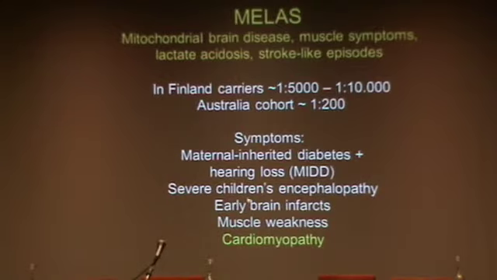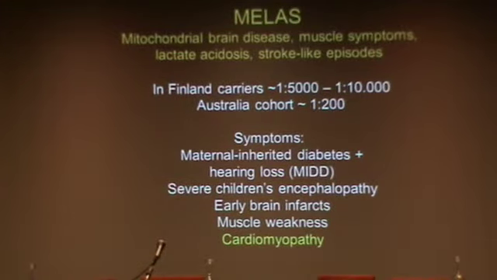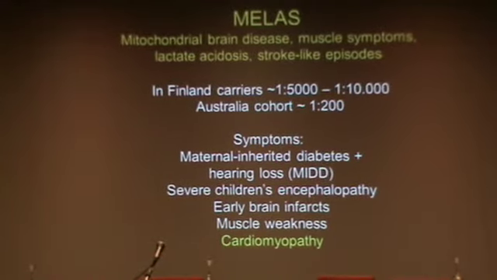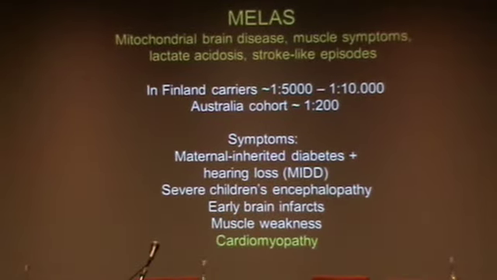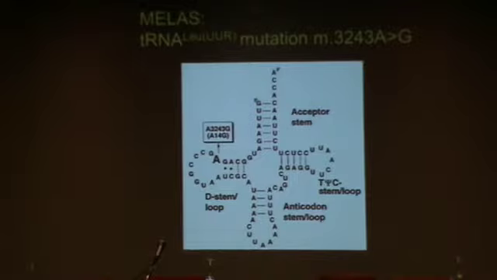The most common manifestation of this tRNA mutation is maternally inherited diabetes and hearing loss. And we rather rarely actually see the full-blown brain disease where it originally was described, and that's why it's called MELAS. But cardiomyopathy seems to be a very common finding in adults who have this mutation. In the literature it is mentioned, but not emphasized, and I think it is really important for the patients that it is actually considered. So this is a specific tRNA mutation, the 3243 mutation in the mitochondrial DNA.